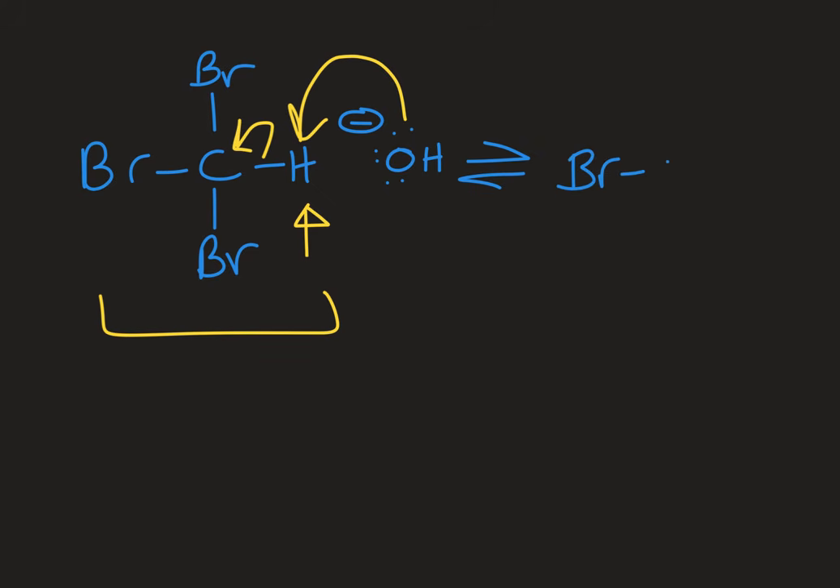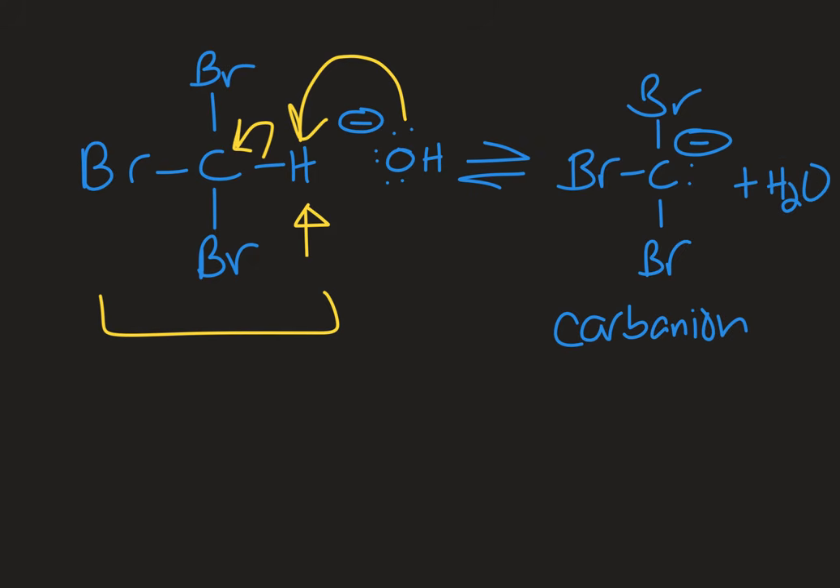And that will give us initially a carbanion. So right now this carbon has a lone pair and 3 bonds. That means it's negatively charged. And this intermediate is called a carbanion. And then of course you'd also have water as your conjugate acid from the hydroxide base that you used. Then, because of all this electron density in close proximity, that bromine can leave, and that will generate the carbene intermediate that we would use for addition across a double bond.